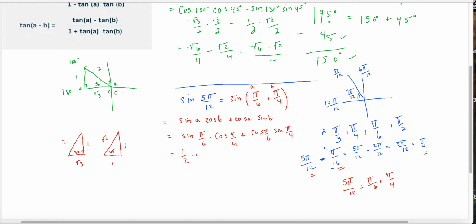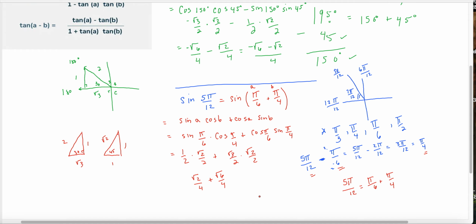Multiplying to cosine of pi over 4, which is square root of 2 over 2. And then adding to that, cosine of pi over 6 is square root of 3 over 2, and sine of pi over 4 is square root of 2 over 2. So now multiplying numerators, multiplying denominators, I end up with the square root of 2 over 4 plus the square root of 6 over 4.